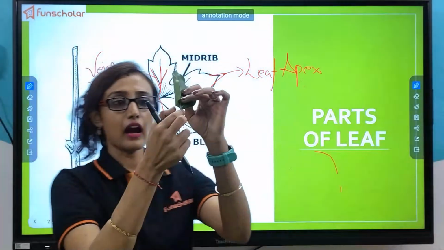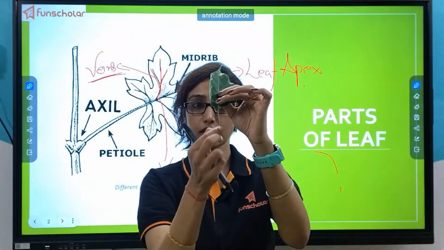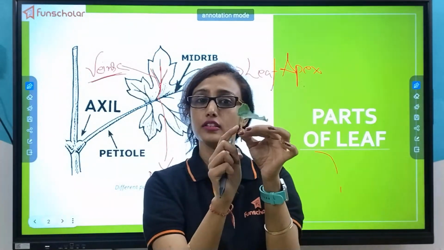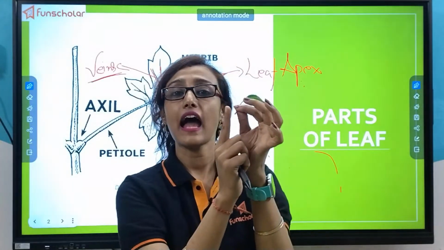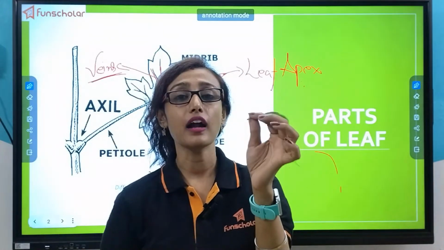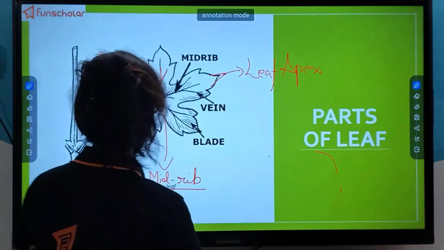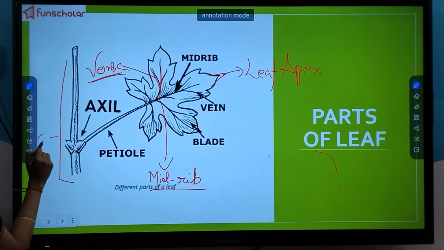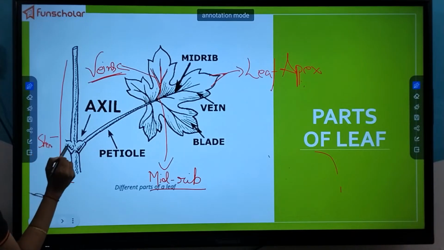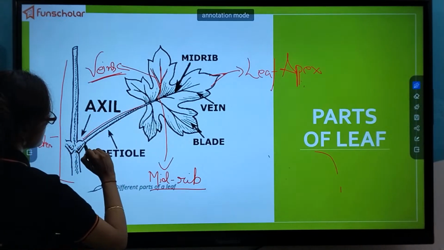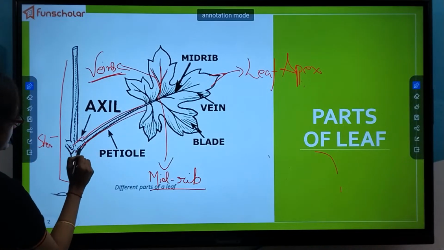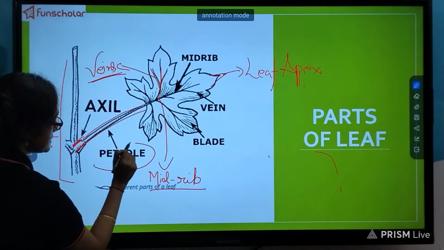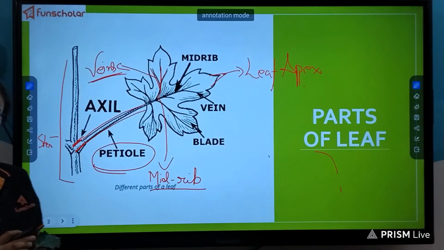Okay. Now you can see a stalk is coming out from the leaf. Right? What is the function of this stalk? It gets attached to the main part of the plant. Okay? See, this is the main part of the plant. And this stalk is being attached with the main part of the plant. And this is known as what? Petiole. Done.